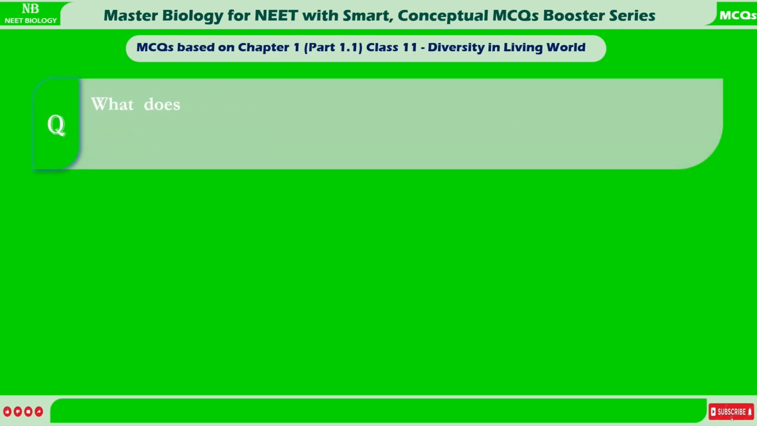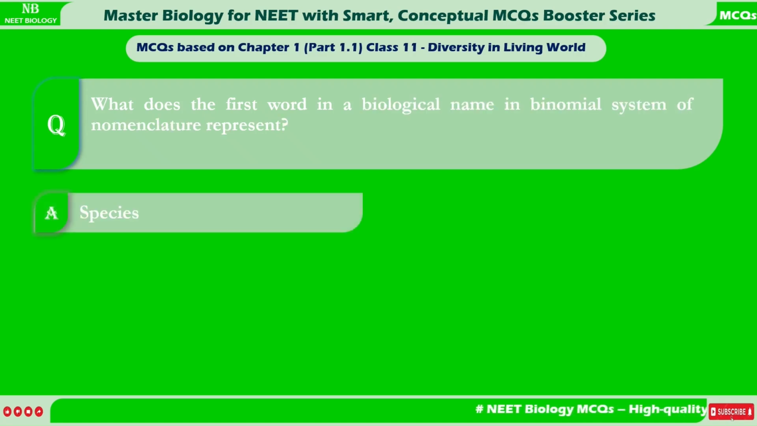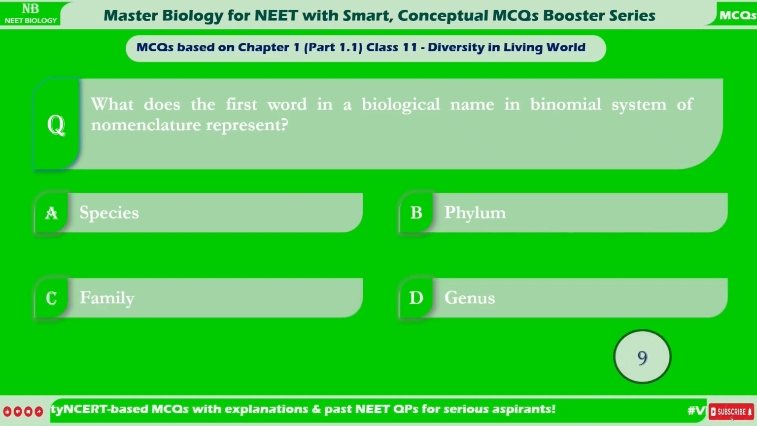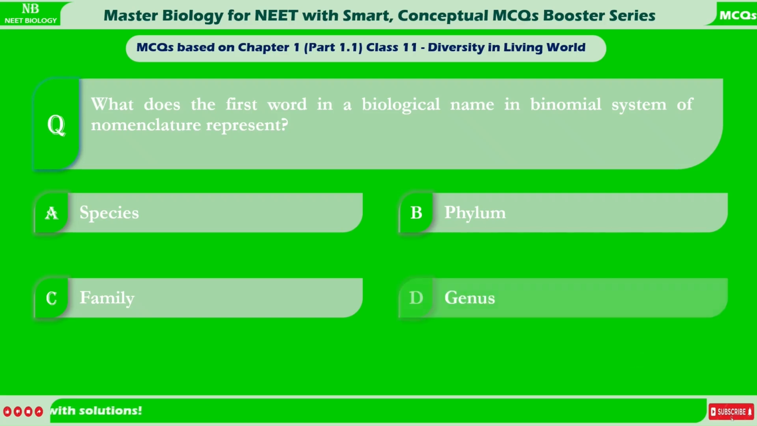What does the first word in a biological name in binomial system of nomenclature represent? A. Species. B. Phylum. C. Family. D. Genus. Correct answer is D. Genus.